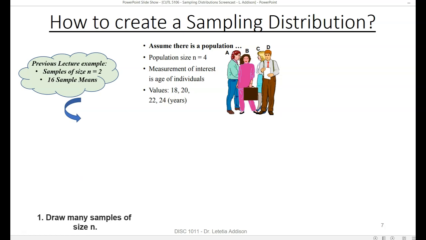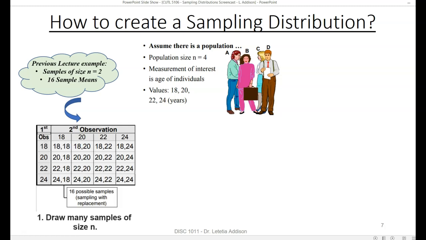So you are able to draw samples of size n equal to 2, and it looks like the following. In the table, we can see all the observations of ages written in a coordinate format. So for instance, our first sample is made up of age 18 and age 18. Our second sample is made up of age 18 and age 20, and so on. This ensures that we have 16 possible samples, and we learned that this is sampling with replacement.